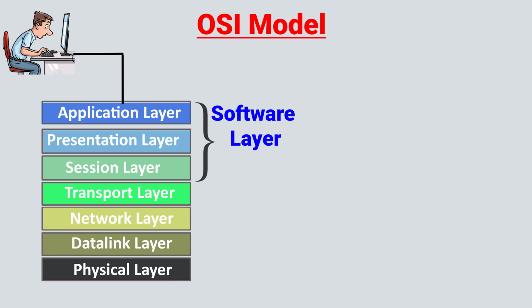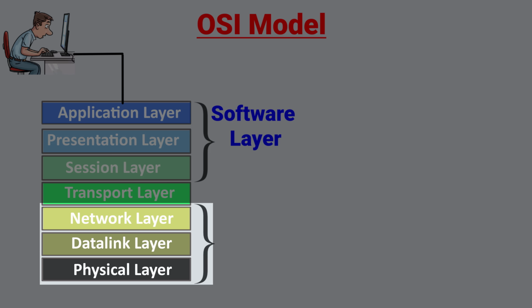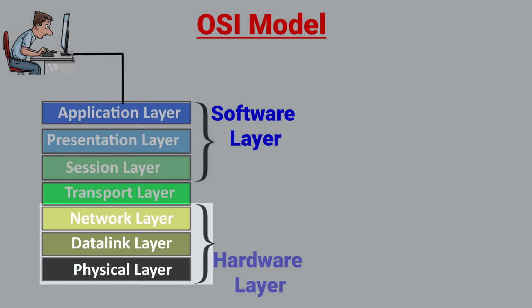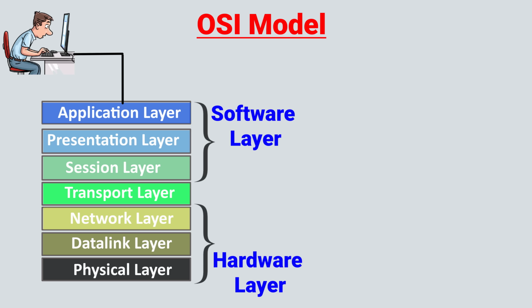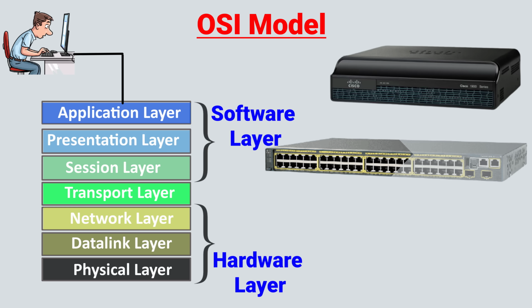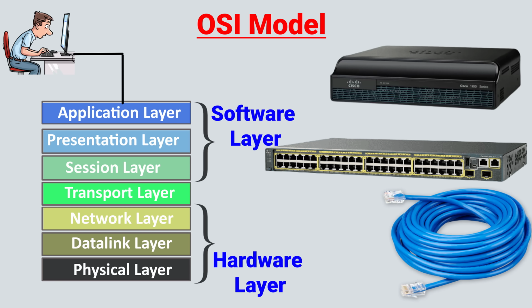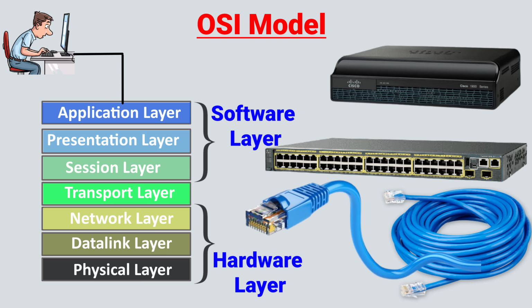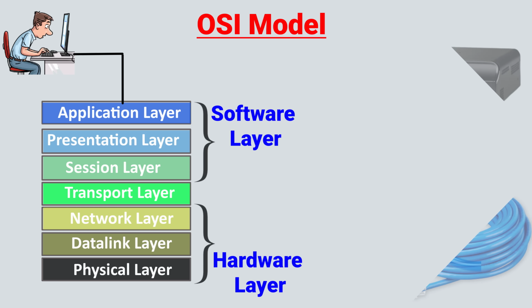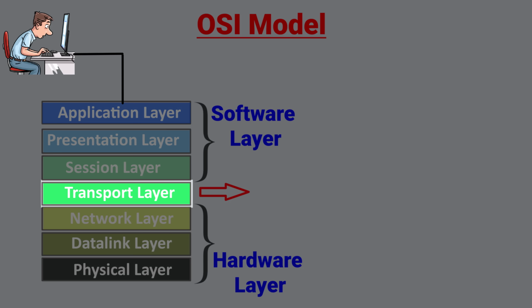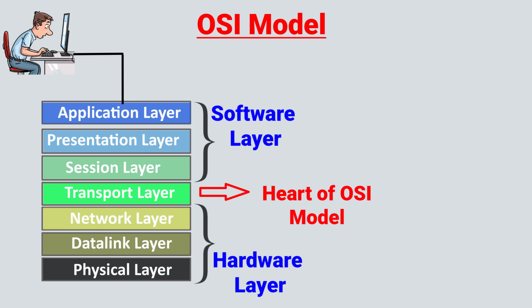The bottom 3 layers, network layer, data link layer, and physical layer, are called hardware layers because network hardware like routers, switches, hubs, UTP cable, and RJ45 connectors are used in these layers. The middle one, the transport layer, is called the backbone or heart of OSI model because it makes a connection between the top layers or software layers and the bottom layers or hardware.